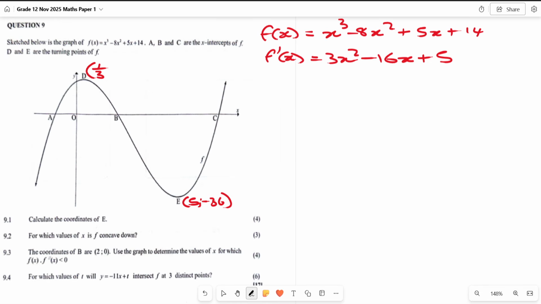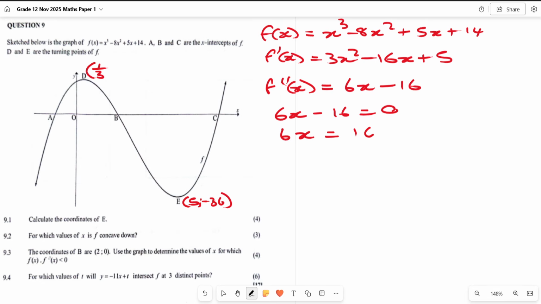Concave down is when the derivative of the derivative is less than 0. Now let's differentiate the derivative. It is equal to 6x minus 16. We need to equate this to 0, right? 6x minus 16 is equal to 0. Therefore, 6x is equal to 16.